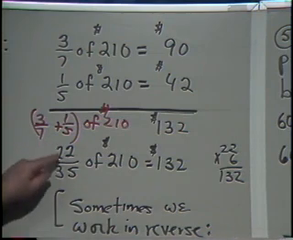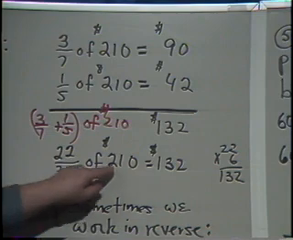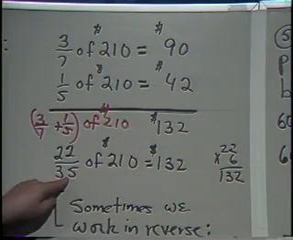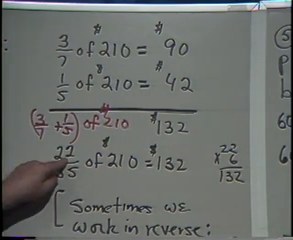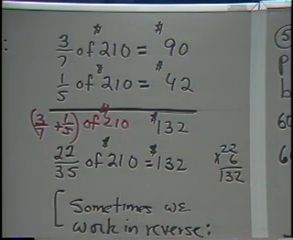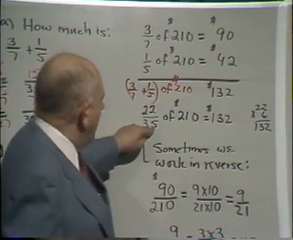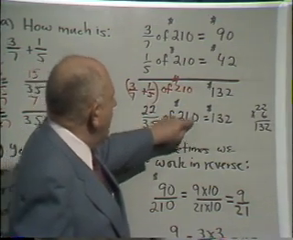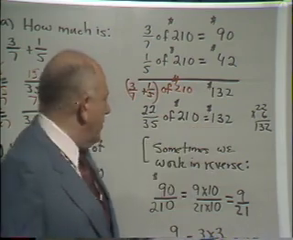But let's check it out. What is 22/35 of 210? 210 divided by 35 is 6. 6 times 22 is 132. See, at a rate of $22 out of every 35, out of $210, you're going to spend 132.